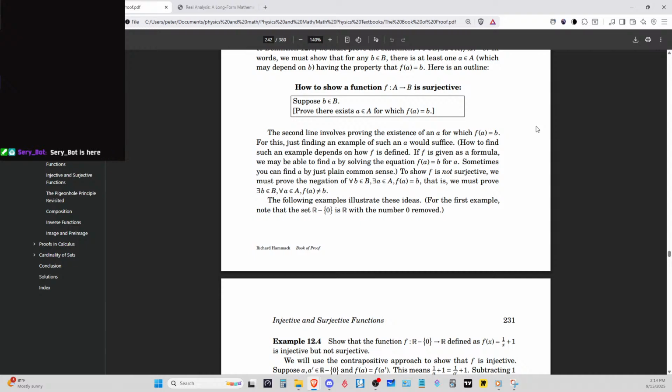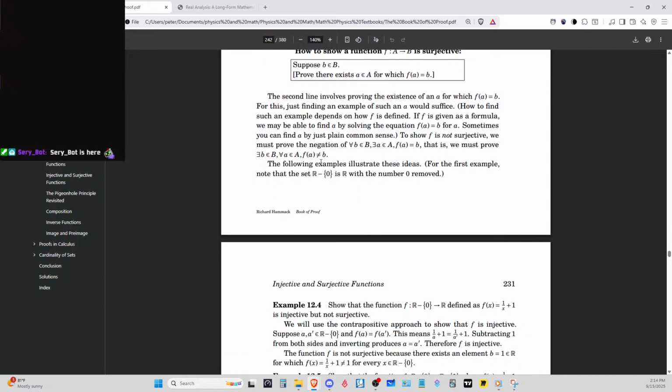To show f is not surjective, we must prove the negation of: for all b in B, there exists an a in A, f of a is equal to b. That is, we must prove that there exists a b in B, for all a in A, f of a is not equal to b. Okay, to show that it's not surjective. Okay, so the following example illustrates the ideas.